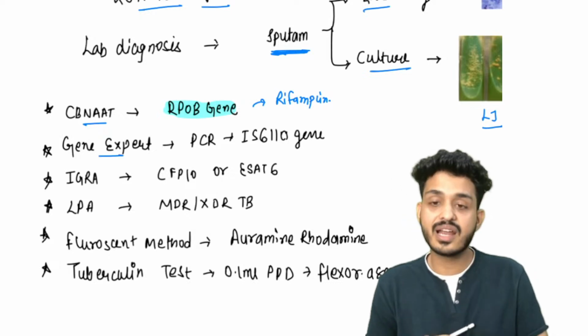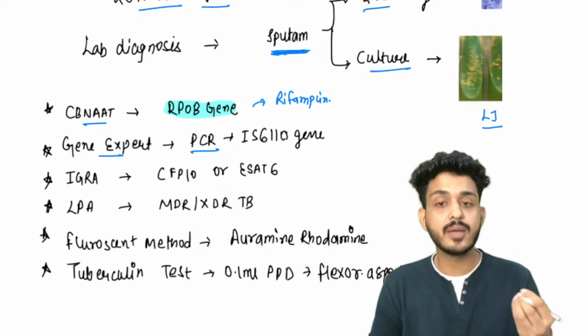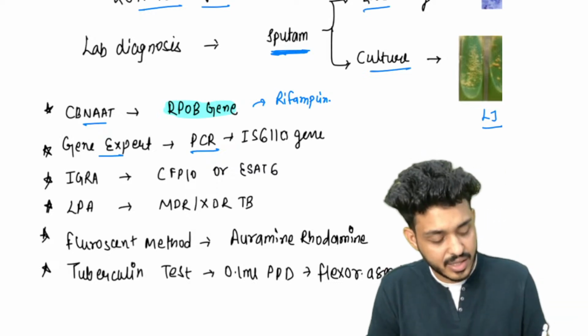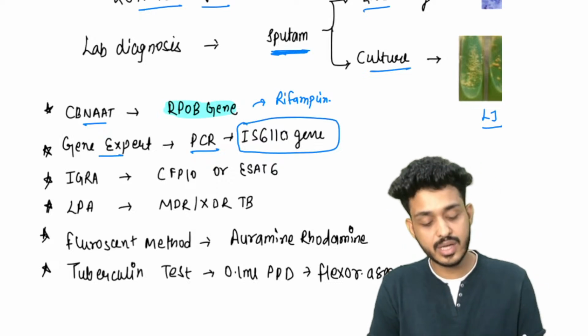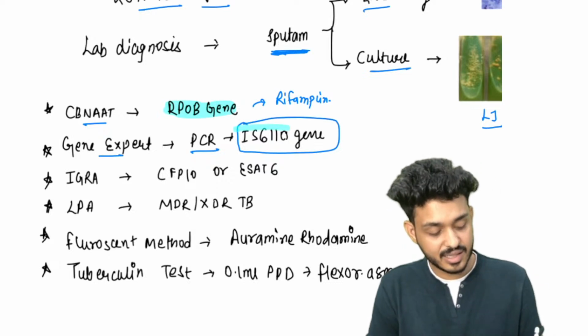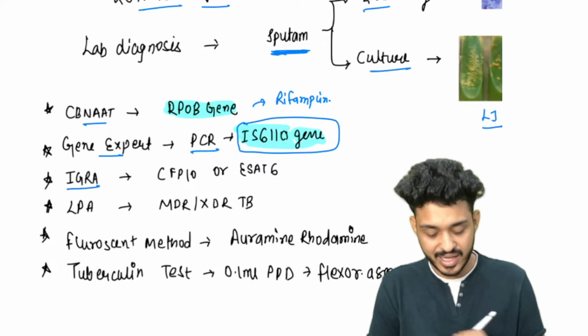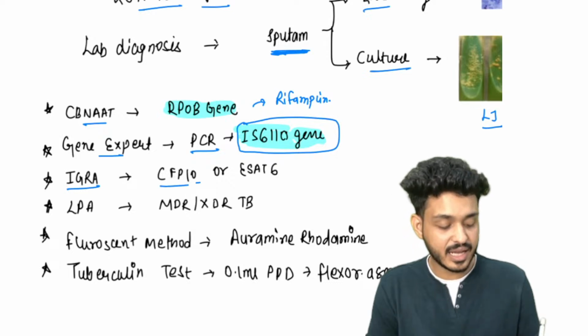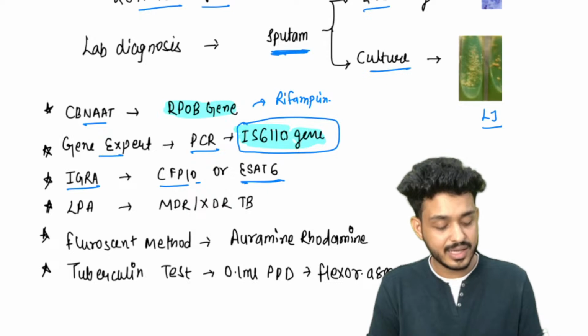Apart from that, we are having GeneXpert. We can do GeneXpert. That is basically a type of polymerase chain reaction, and we are doing it for which gene? That is the IS6110 gene. Okay, that is very, very important. These are the important markers that you have to remember. Okay, for IGRA, guys, that is CFP10, or we can also use ESAT6.